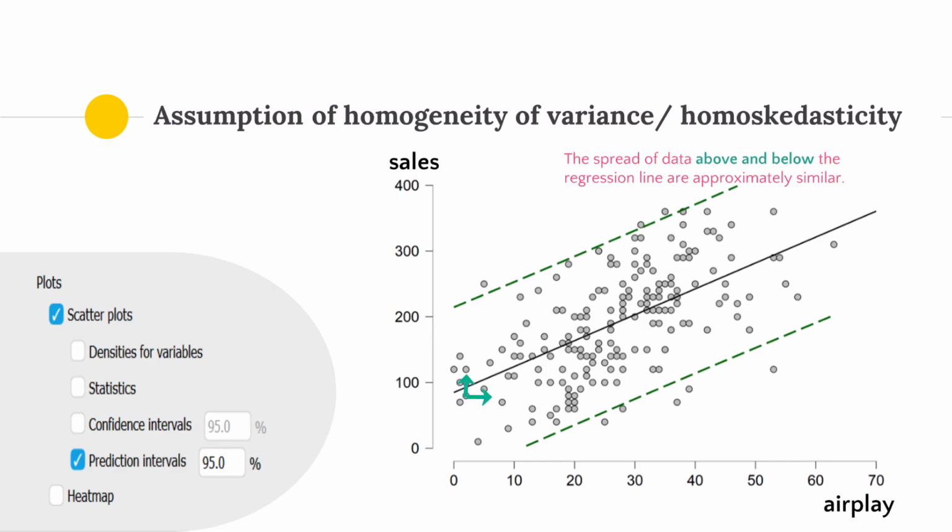According to the scatter plot, the more songs from the album have been played on the radio the week before release, the higher the album sales. We can see that the sales and airplay variables form a linear line. That is to say, they are linearly related. Additionally, the spreads of data above and below the regression line are approximately similar. In other words, we have homoscedasticity.